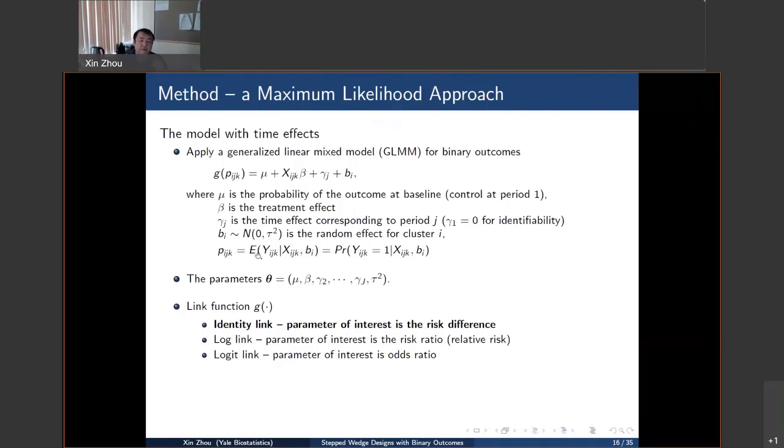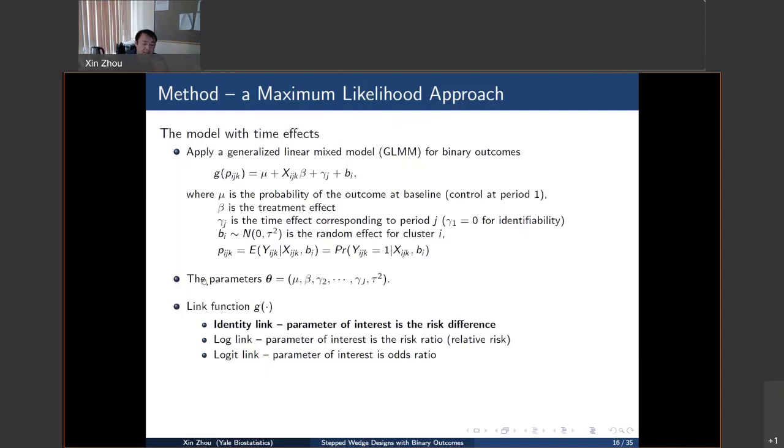Pijk is the probability of Yijk being 1 given treatment assignment Xijk and the random effect Bi. Here, G is the link function. If the link function is the identity link, the parameter of interest beta is the risk difference. If the link function is the log link, the parameter of interest is the risk ratio, or in other words, relative risk. If the link function is the logit link, the parameter of interest is the odds ratio. In the paper, we consider the identity link, and currently we are working on another paper using the logit link. Later, for the software, we implement all three link functions.